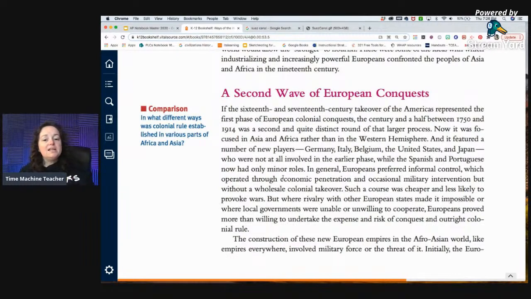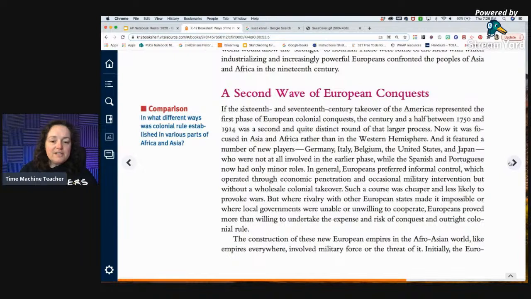So they weren't really setting up colonies per se to take over. They were just going in to have economic domination. Such a course was cheaper and less likely to provoke wars, but where rivalry with other European states made it impossible, or where local governments were unable or unwilling to cooperate, Europeans proved more than willing to undertake the expense and the risk of conquest and outright colonial rule. So it does happen in some places, but that wasn't their preference. That's basically what it's saying.